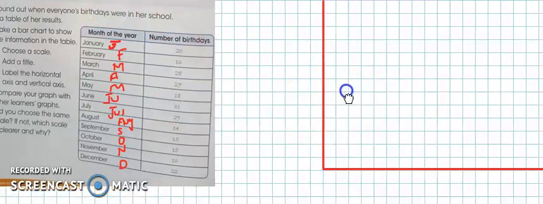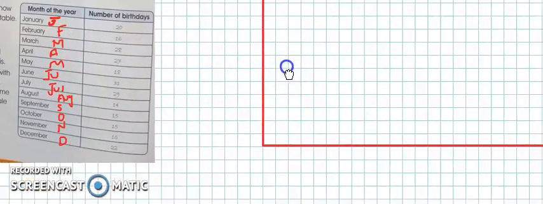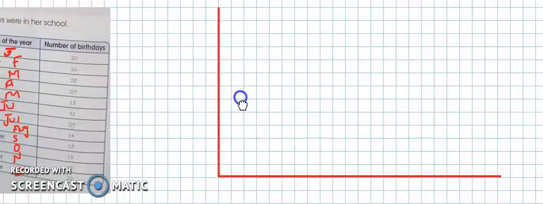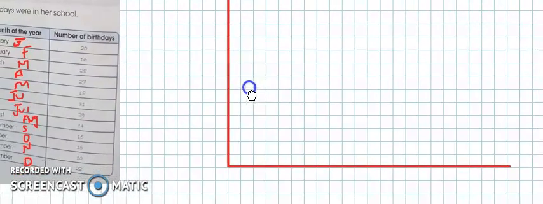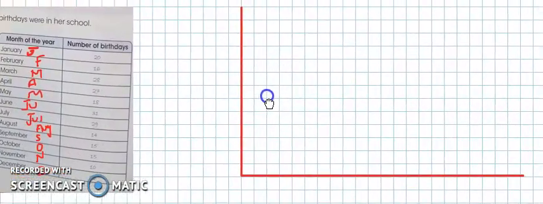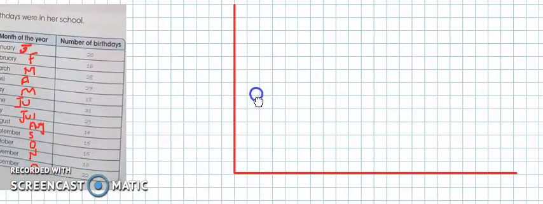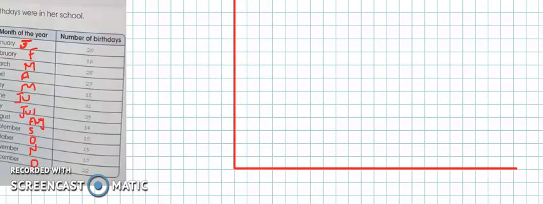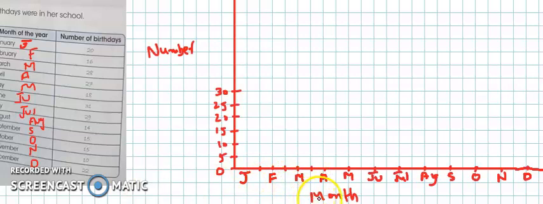So let's first write these names here on the horizontal axis and vertical axis. Let me label the horizontal and vertical axis first, and then I will proceed to draw the bar chart. Now after labeling, you can see I labeled the horizontal axis for the months and the vertical axis for the numbers.